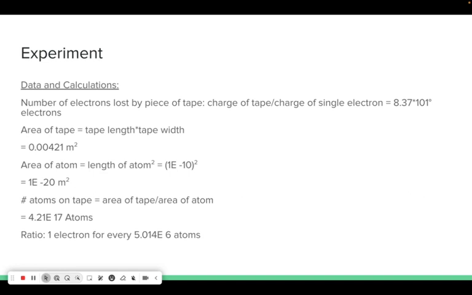Area of an atom is equal to the length of the atom squared, which is 1 times 10 to the negative 10th squared, which is 1 times 10 to the negative 20 meters squared. And the number of atoms on the tape is the area of the tape divided by the area of the atom, which was 4.21 times 10 to the 17th atoms. And the ratio I found was 1 electron for every 5 times 10 to the 6th atoms.